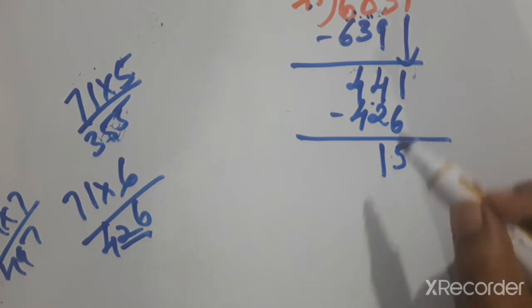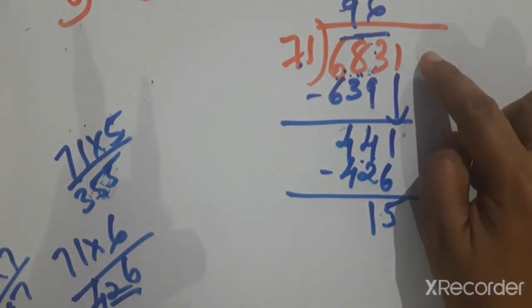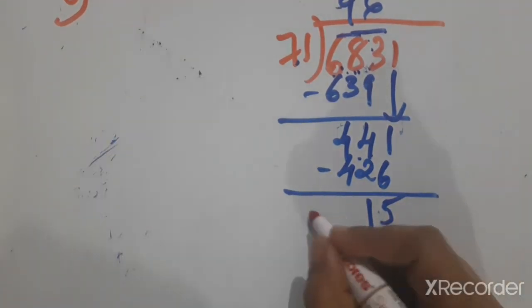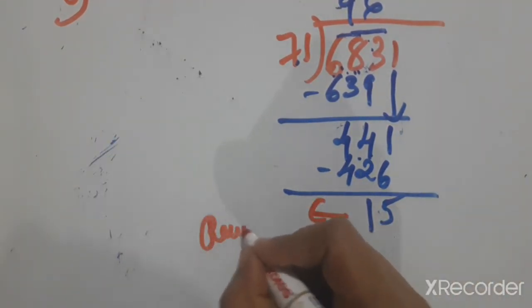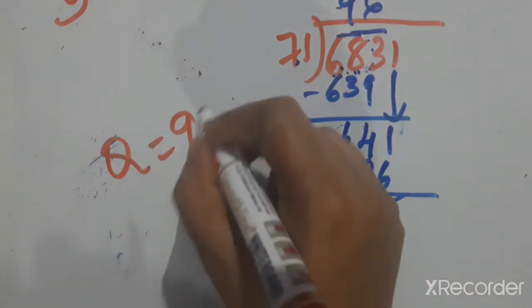Okay, 15 is the remainder. No number to carry down here. So we can consider 15 as the remainder. 15 is the remainder, children. And the quotient is 96.